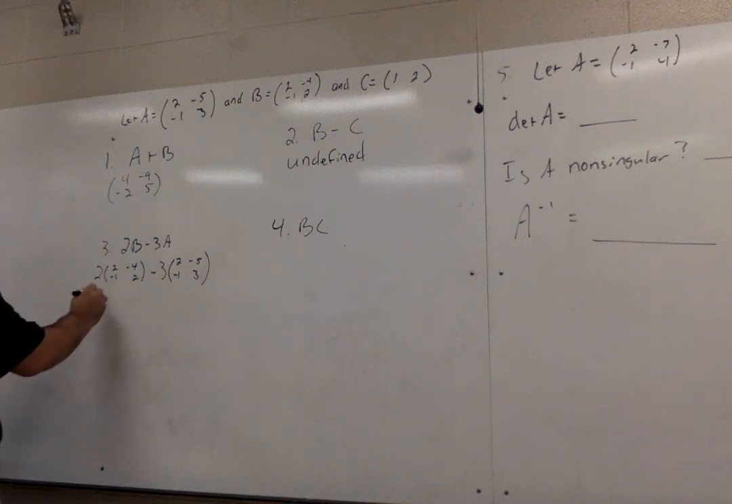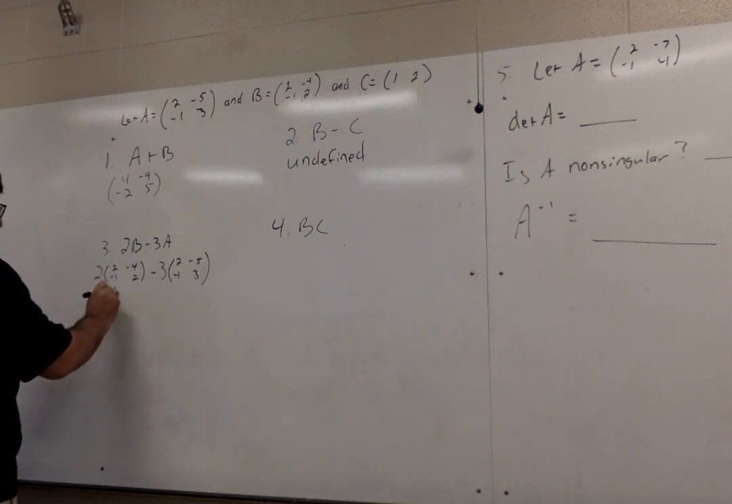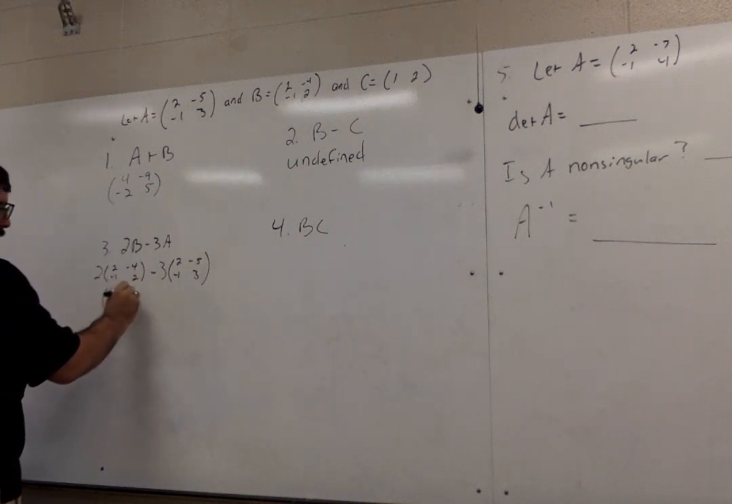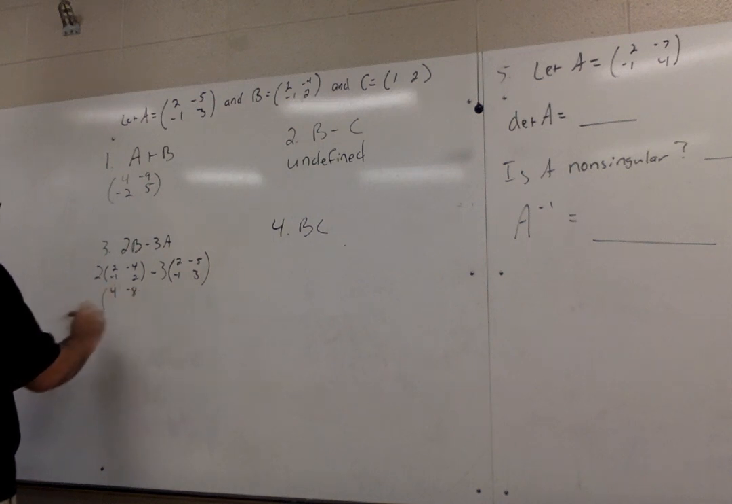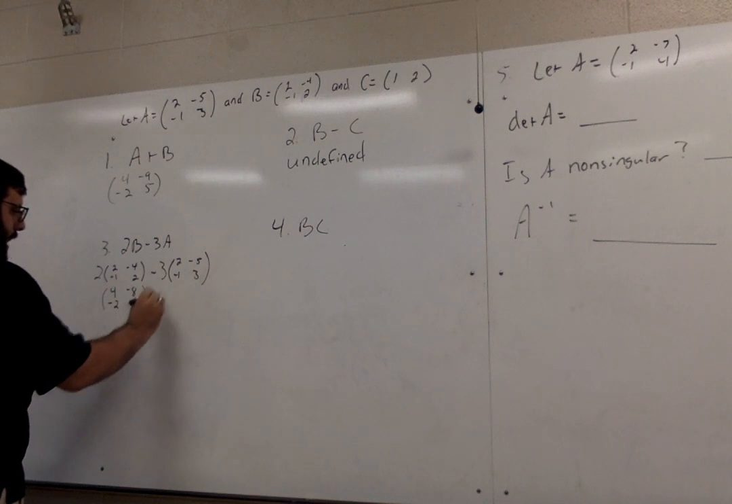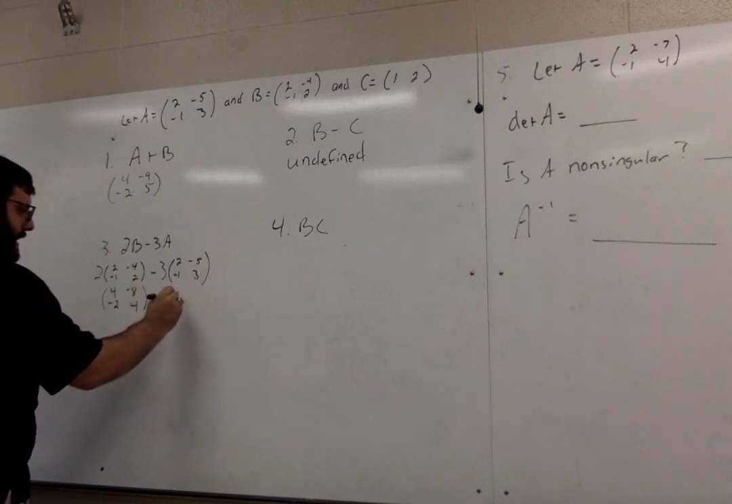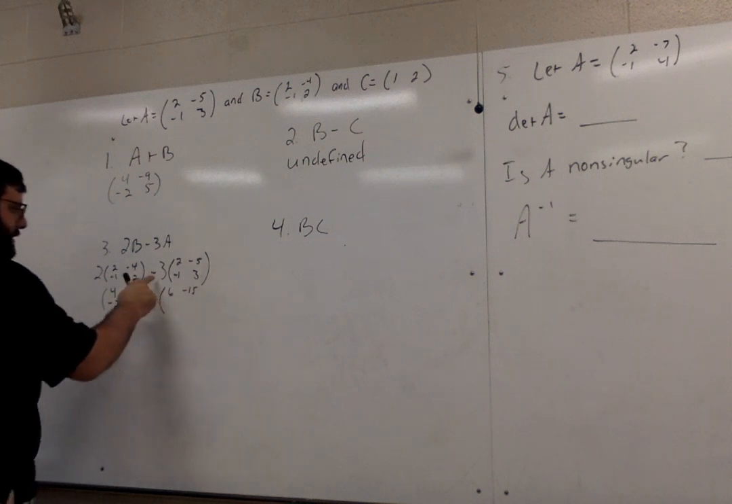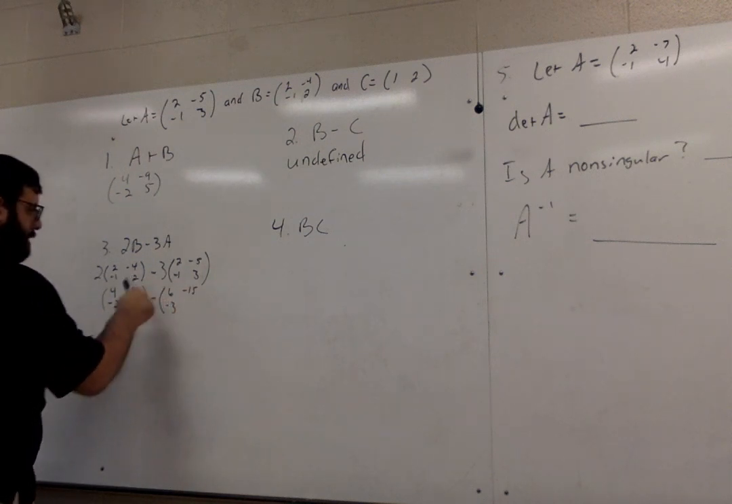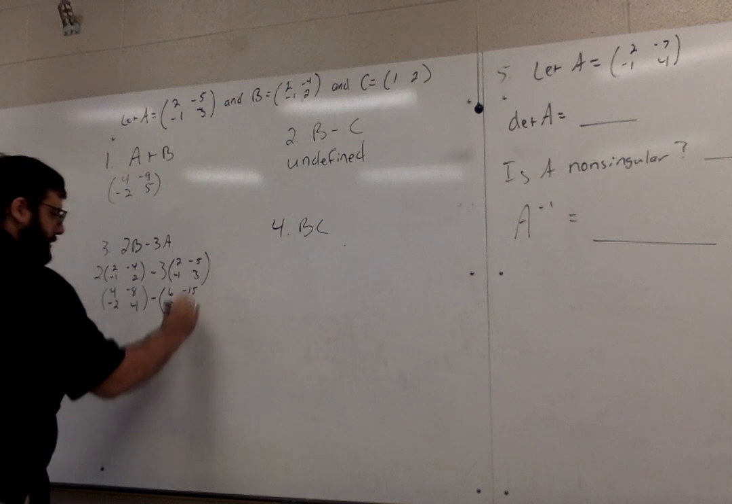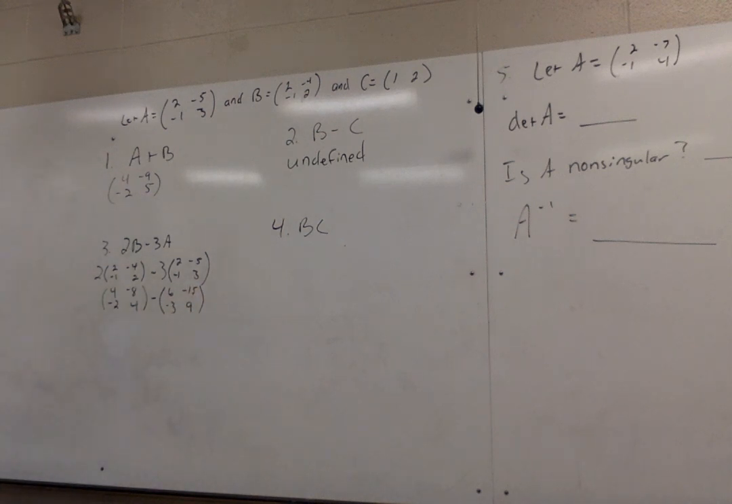So that's 2 times 2, which is 4, 2 times -4, which is -8, 2 times -1, which is -2, and then 2 times 2, which is 4. Minus 3 times 2, which is 6, 3 times -5, which is -15, 3 times -1, which is -3, 3 times 3, which is 9. And now we can go ahead and do our subtraction.